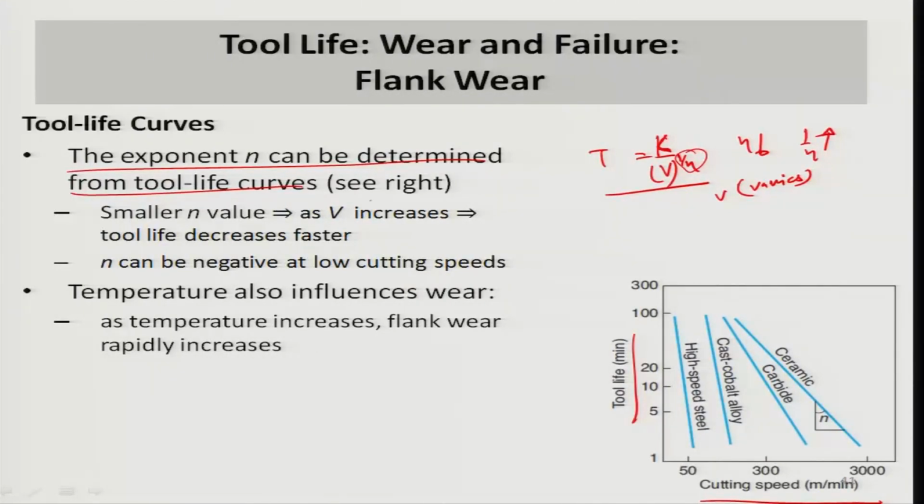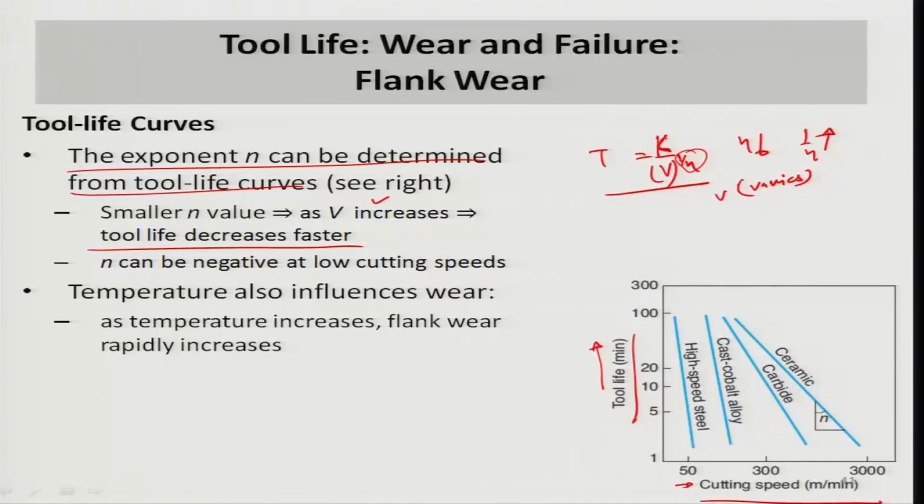So, if supposing v increases in this particular condition and n is really small or 1 by n is really big, then the tool life should decrease much faster in comparison to the condition where n was bigger and 1 by n was relatively smaller. So, therefore, you can have a higher slope situation here, that for a little variation in the cutting speed you have a higher variation in the tool life just because of the decreasing value of n or increasing value of 1 by n.